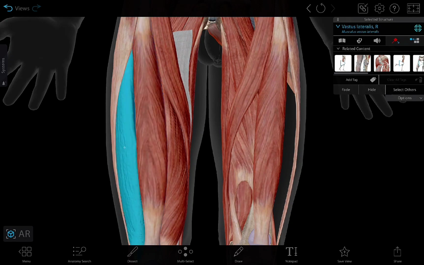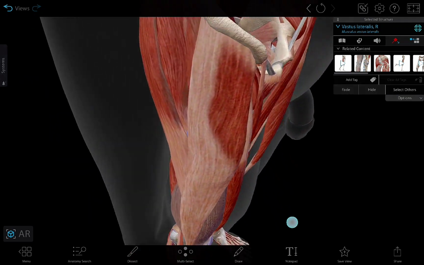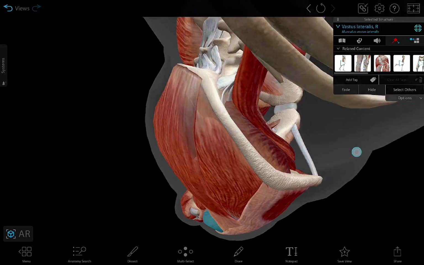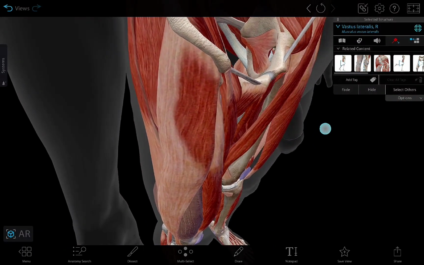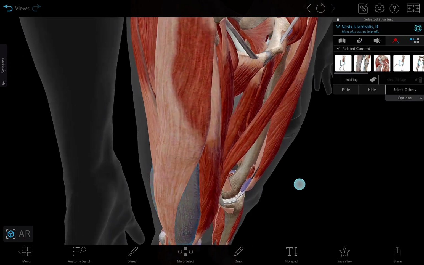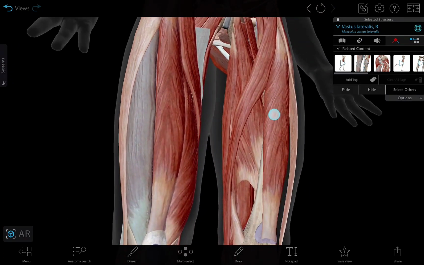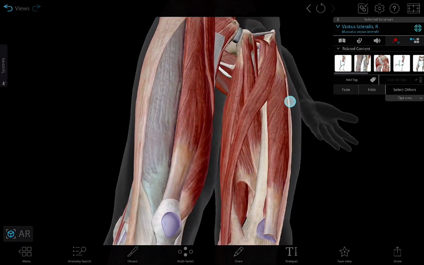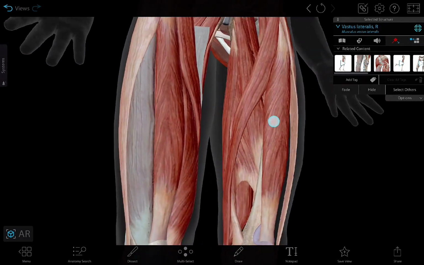This one is called the vastus lateralis. Do you know why it is called lateralis? It is called lateralis because this muscle is located in the lateral position of our body. Can you see? Lateral means outside position of the body. That's why we call it vastus lateralis. It is also one of the quad muscles.